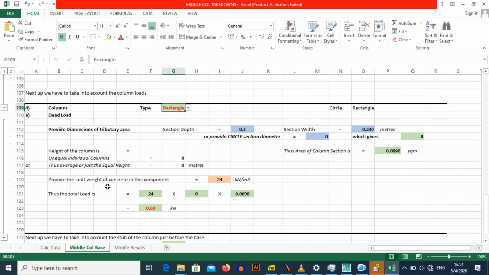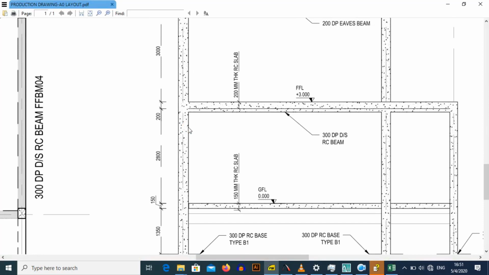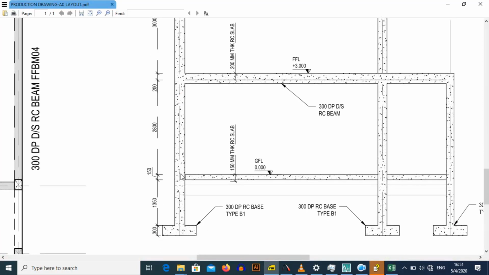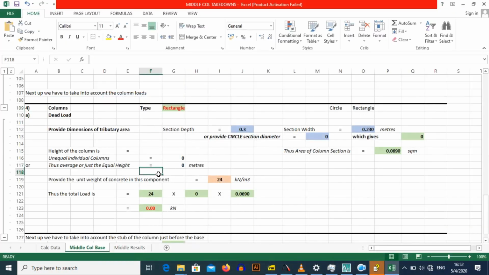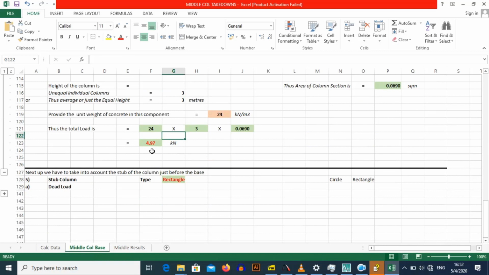Now provide the unit weight of the concrete in this component. It's 24, which is okay, we're using 24. Then we also need to provide the average height of our columns, which if we look, it is definitely 3 meters. Yes, it is 3 meters. That is the average height. So it's going to be 3. Then it calculates the load for us.